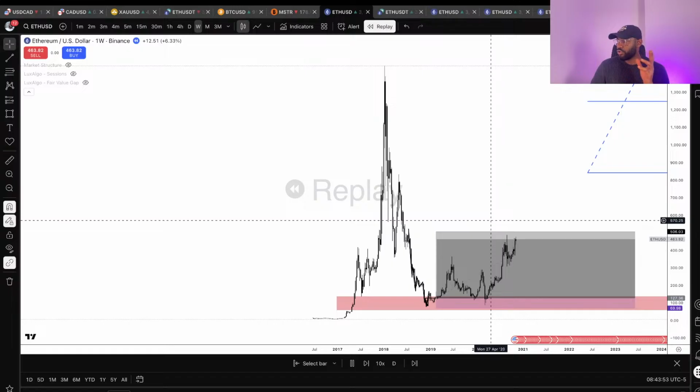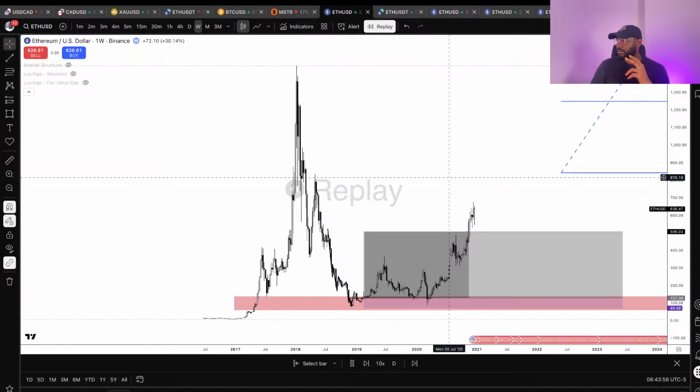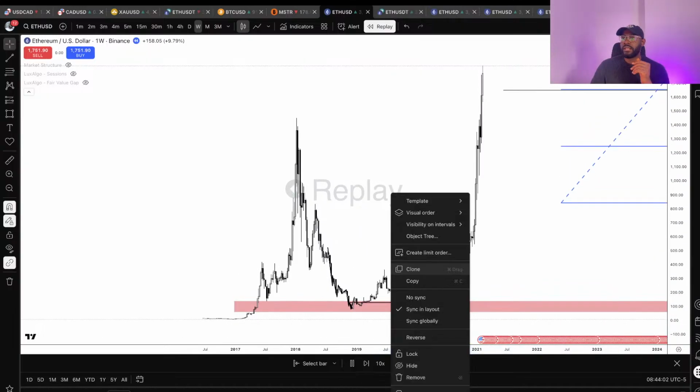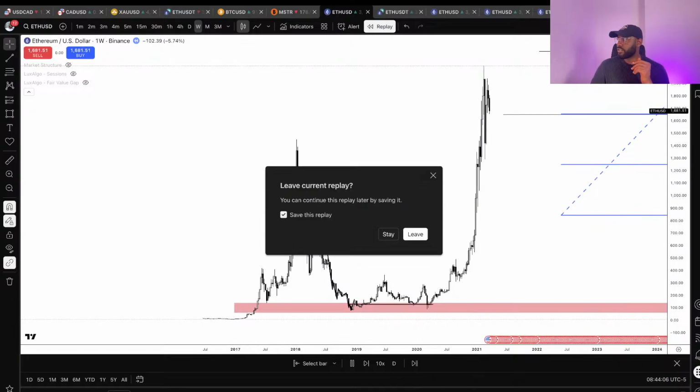I'm going to also show you an example of reversal, but before we go into that, I'll just show you more examples of continuation structure, what that looks like. So let's take this off and go to another current price action.